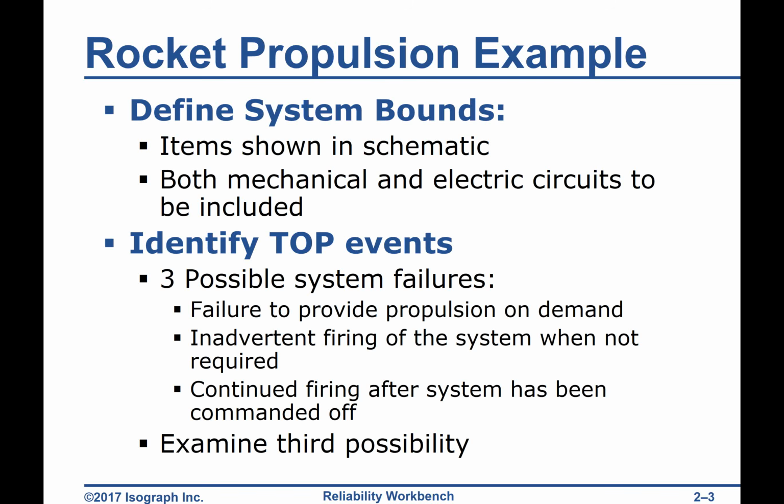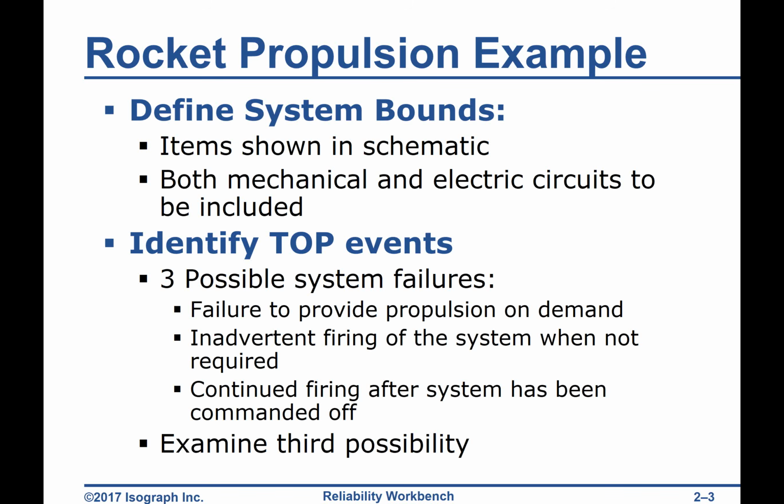Now, once we've defined that system, there are a few different top events which present themselves, different reliability or system failures which could impact the system. Three that jump out at us would be a failure to provide propulsion on demand, meaning you push the button to fire the thruster, but no thrust comes out. That could be a problem because if we need to adjust our course, it would inhibit our ability to do that. A second one would be an inadvertent firing of the system when not required, meaning we're just happily floating along through space in our orbit, and then all of a sudden the thruster goes off and veers the spacecraft off course. That obviously also would be a problem.